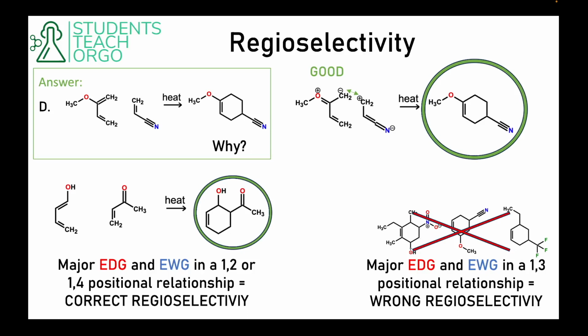But if you ever have the donating group and the withdrawing group in a 1,3 relationship, as these were in all of the wrong answers from the previous problem, right? Here, that's the donating group, that's the withdrawing group. Sorry, that's 1,3. And anytime it's in a 1,3 positional relationship, that's the wrong regioselectivity.